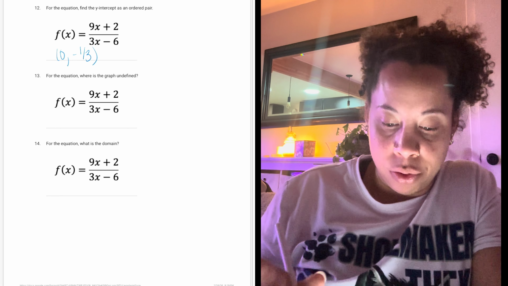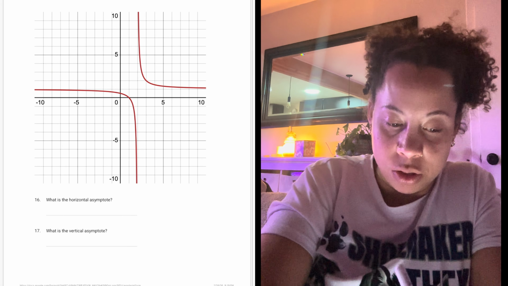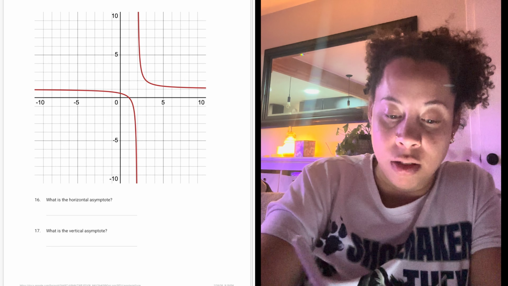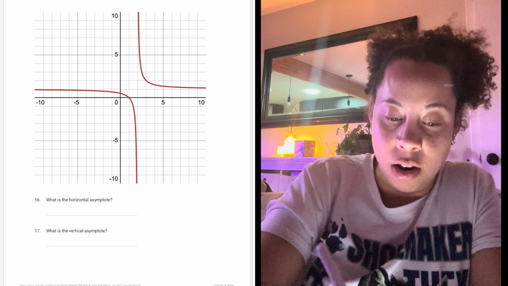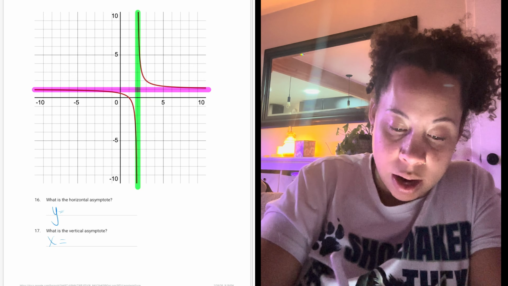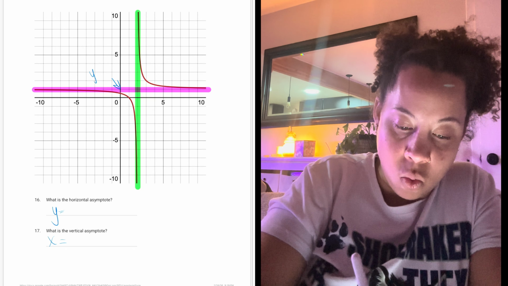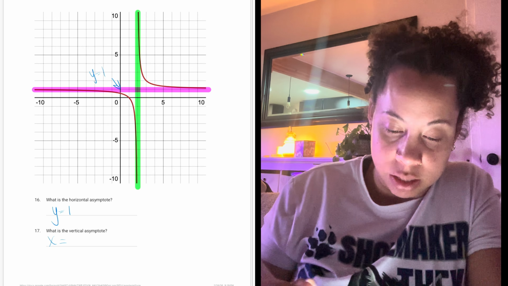Okay. Now, going on to the next one, finding your horizontal and vertical asymptotes from a graph, which I feel like a lot of you are really good at. Remember, you want to go right in between where it's splitting off up and down and side to side. So right here and right here. And remember, your horizontal asymptote always starts with a y equals, and your vertical asymptote always starts with an x equals. So let's look at our graph. Y equals 1 right here, so that's your horizontal asymptote. And x equals 2 right here, so x equals 2 is your vertical asymptote.